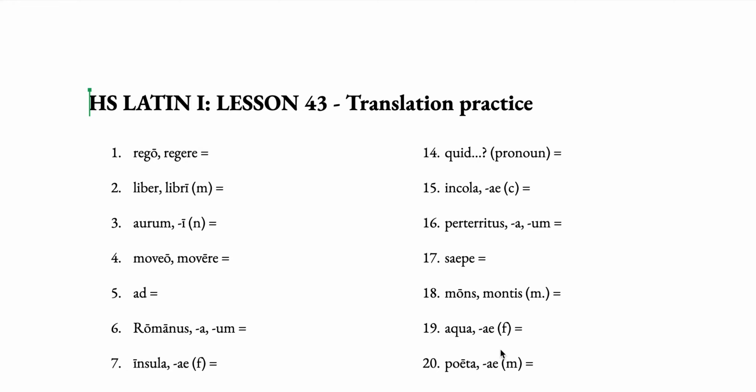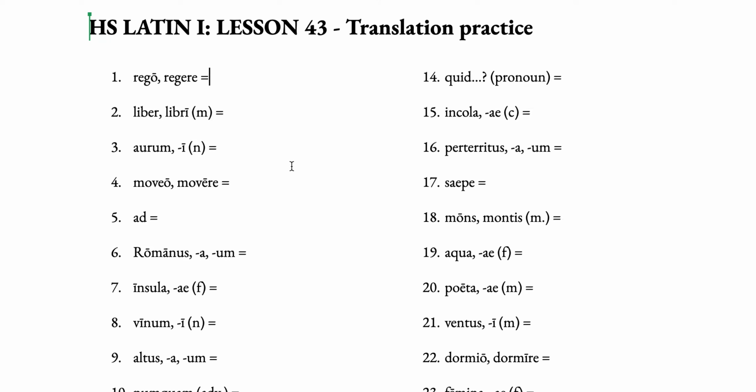Here there's a bit of vocabulary review first. So in number 1, regere is to rule. Liber is a book. Aurum is gold. Hence, Au on the periodic table is the element gold.